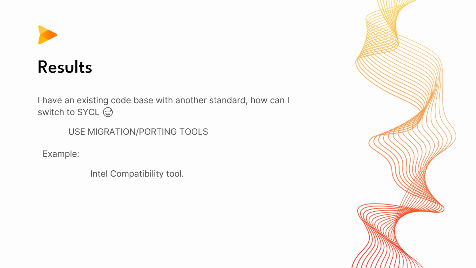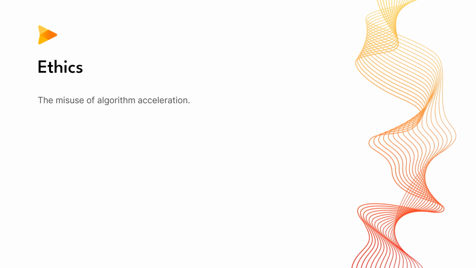So in fact, we use these technologies to accelerate algorithms, and we can use them, especially in physics, to push scientific boundaries forward. But we can easily misuse these technologies, for example, to develop prohibited weapons and biological weapons, so it can be easily misused.